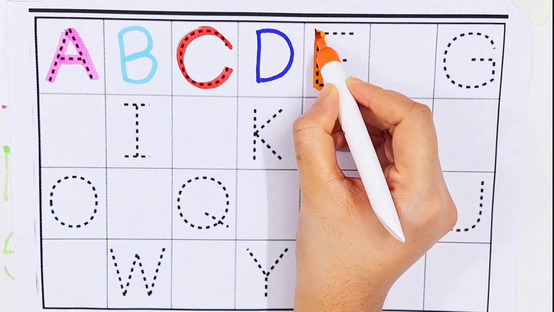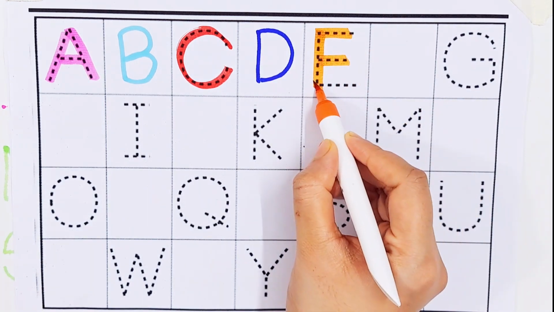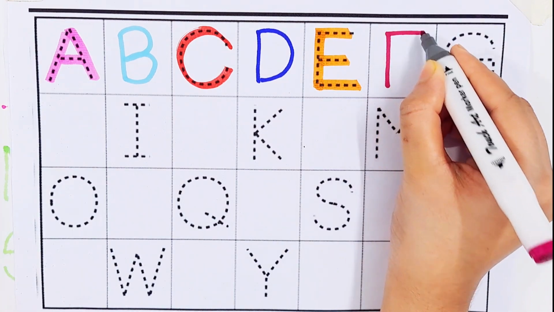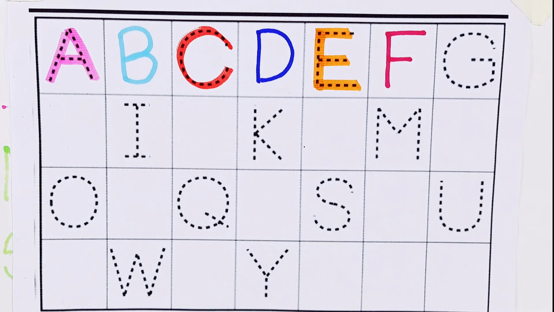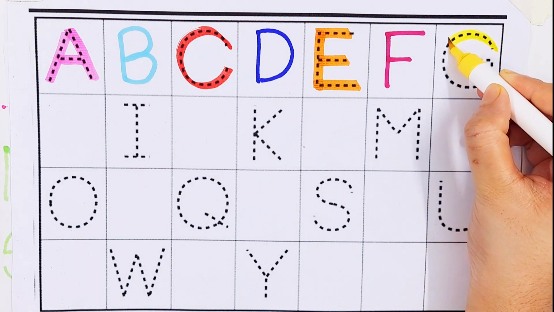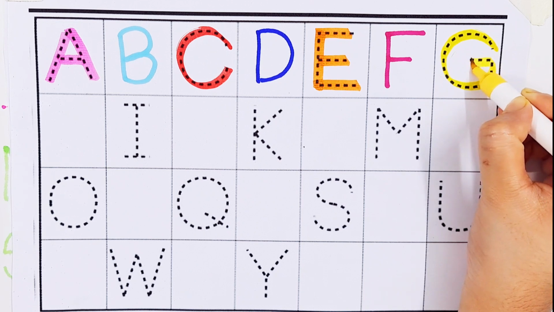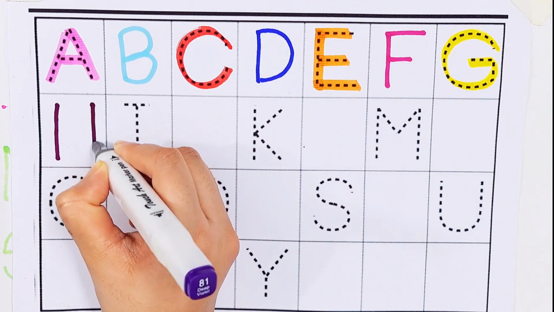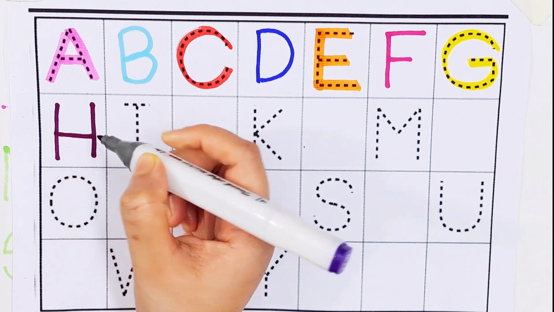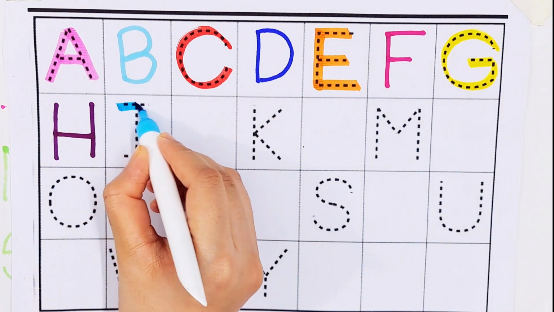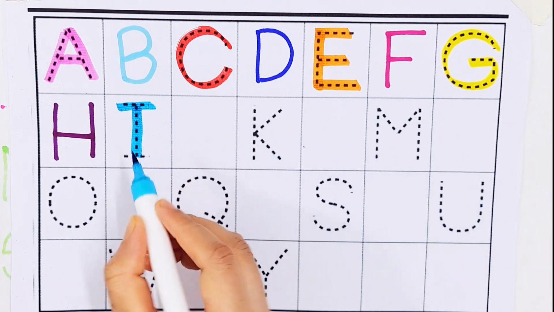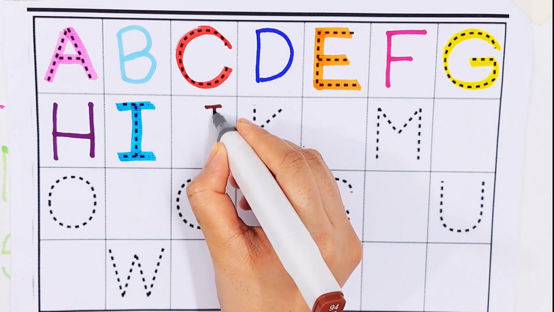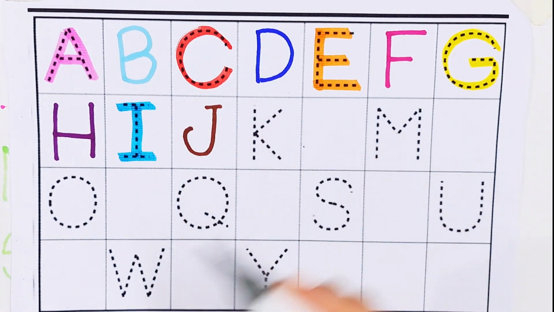E for egg. F for fruits. G for glass. H for hand. I for iron. J for juice.